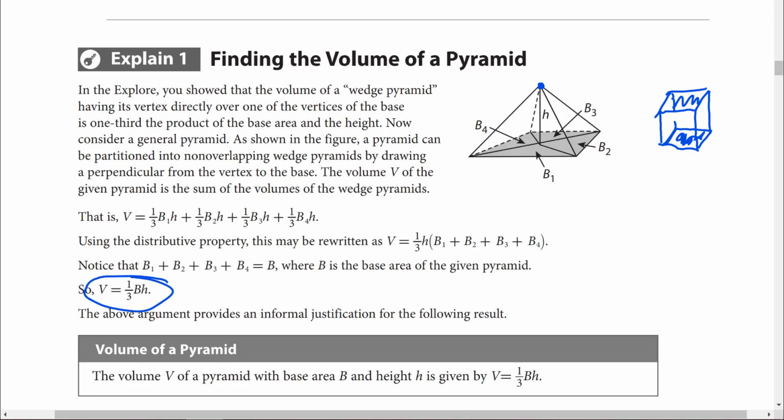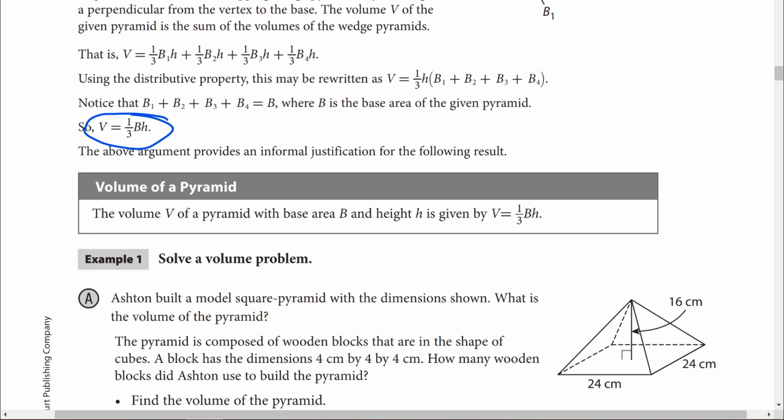So essentially, it's 1/3 of a prism that has the same base and is the same height. Now, a couple things to look at. Our height here is the height from the point straight down to meet the base at a perpendicular angle. It is not one of the side lengths. So always make sure you're using the height that goes straight down. So that's our volume equation.